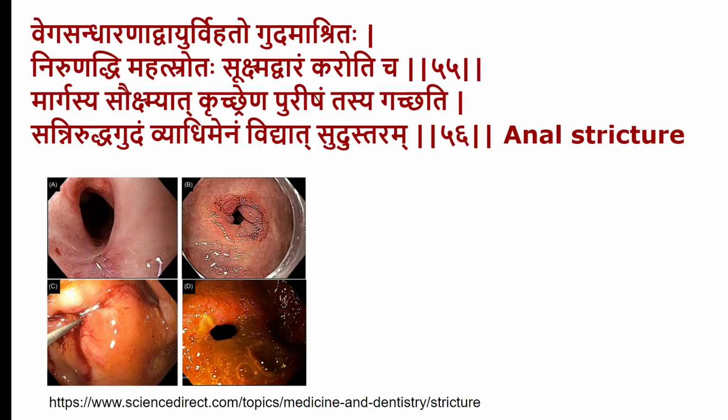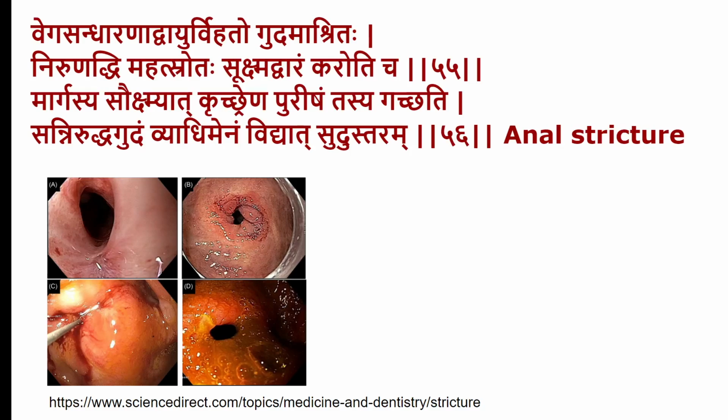Then comes the Saniruddha Guda. सनिरुद्धबुधैः वेगसन्धारणात् वायुः विहतो बुधमाश्रितः नीरुनद्धि महास्रोतः सूक्ष्मद्वारं करोति च मार्गस्य सूक्ष्मात् कृच्छ्रेण पुरुषं तस्य गच्छति सनिरुद्धबुधं व्याघ्रं एनं विद्यात् सुदुस्तरं. Saniruddha is a narrowed anus.